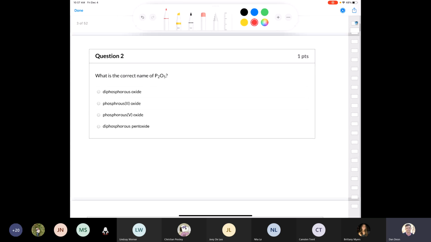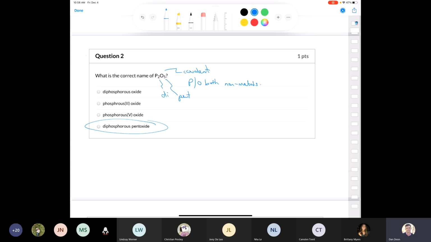Let's move on to question 2. What is the correct name of P2O5? This is a covalent compound. Why? Because it's made from phosphorus and oxygen, which are both non-metals. They both lie to the right-hand side of the metalloid line. And so we use the prefixes. We have 2 phosphorus, so we use di, and 5 oxygen, so we use pent. So it's diphosphorus pentoxide. It's not pentaoxide: when the second element begins with a vowel, we drop the a at the end of penta, so it's pentoxide.